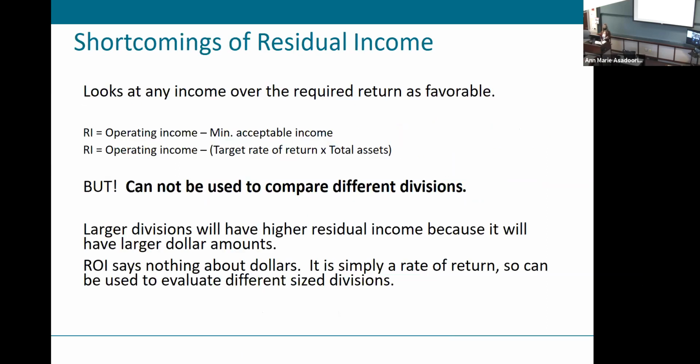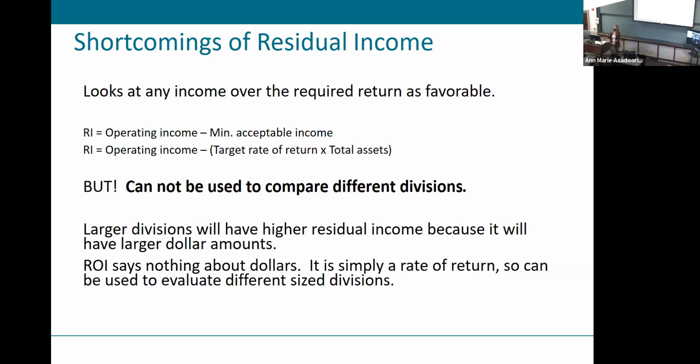But there's a reason why residual income is not used all the time. As I just said, ROI is generally what companies use to evaluate different divisions. So the problem with residual income is that if you are a big division, you have big numbers and you have big residual income. It's looking at dollars, right? If you are a small division and have small assets and small net income, then you have small dollars and smaller residual income. Just because you're a small division doesn't mean that you aren't performing better.